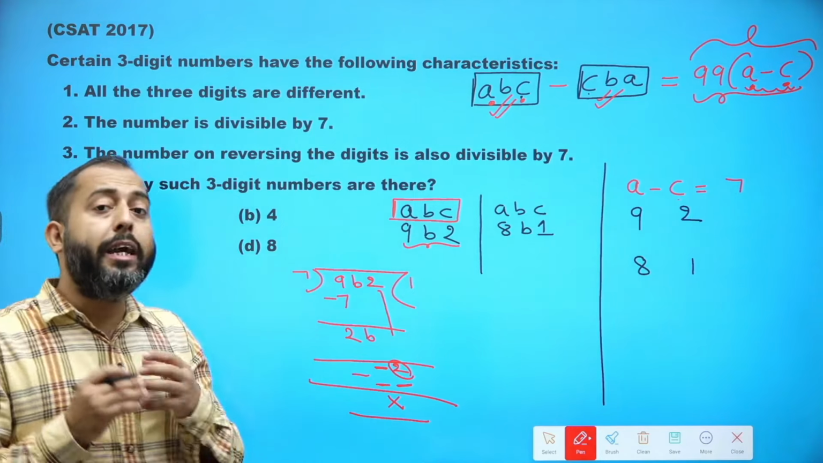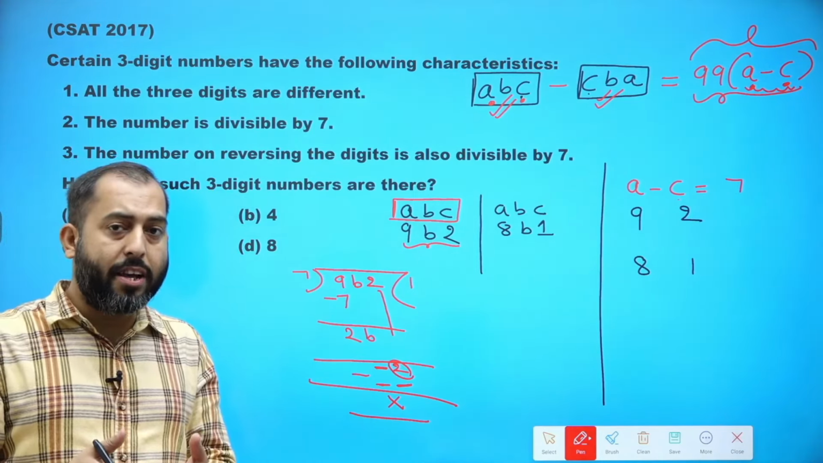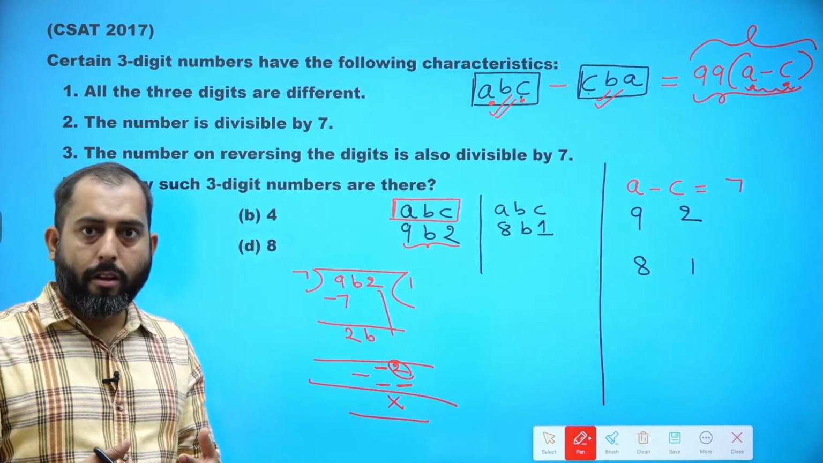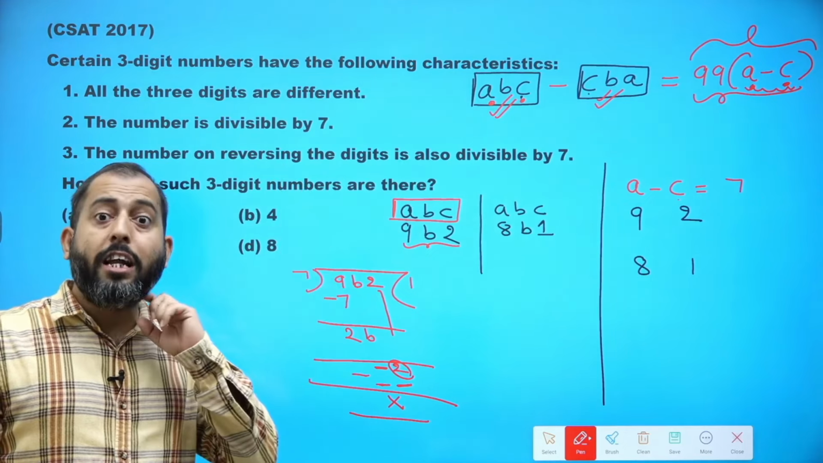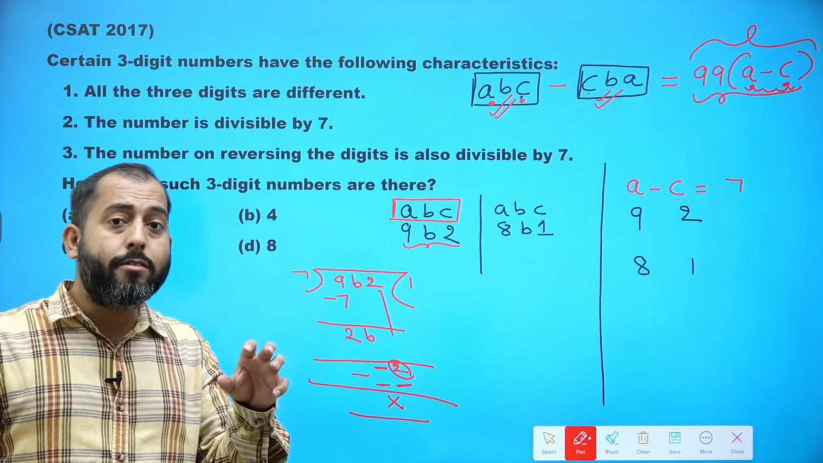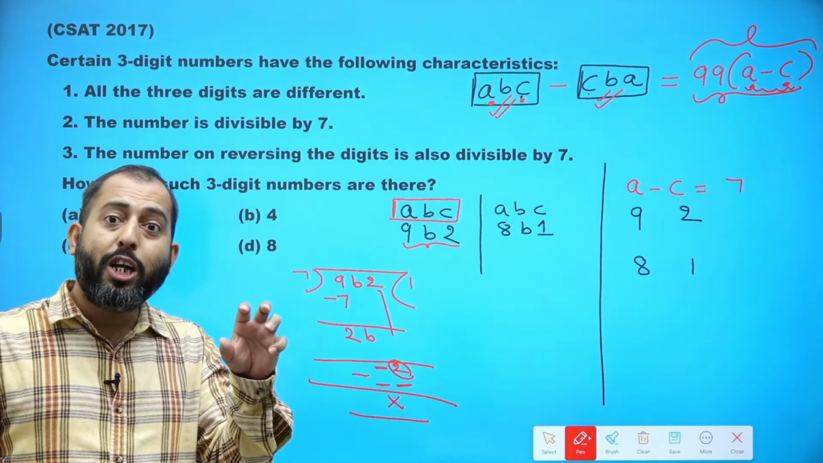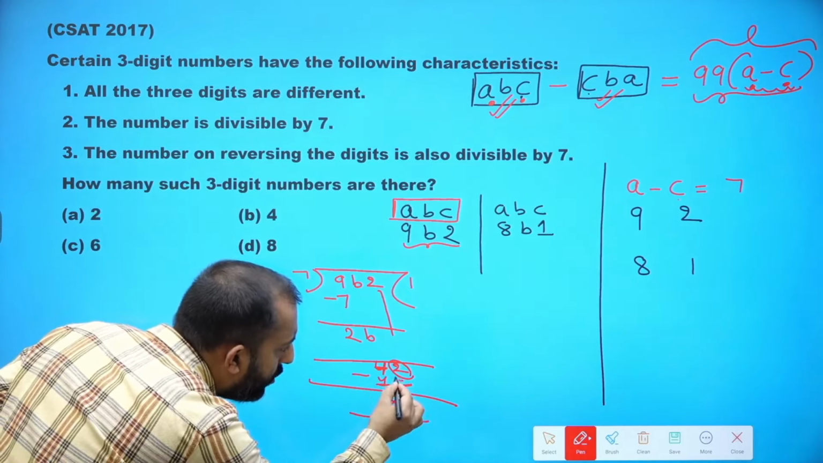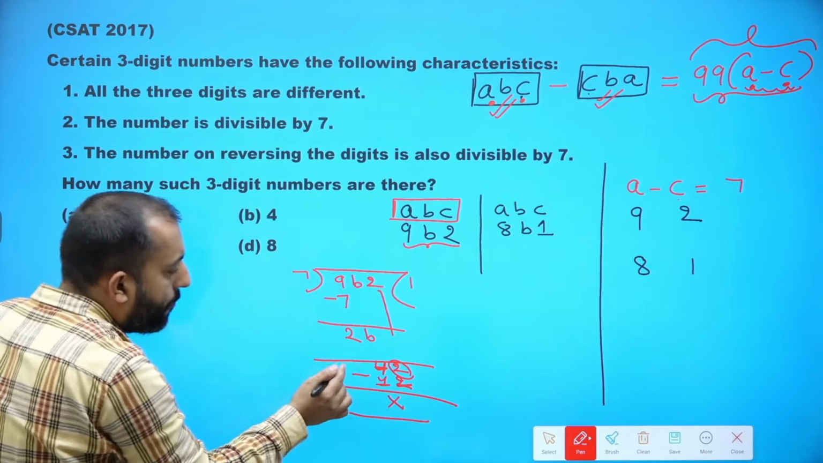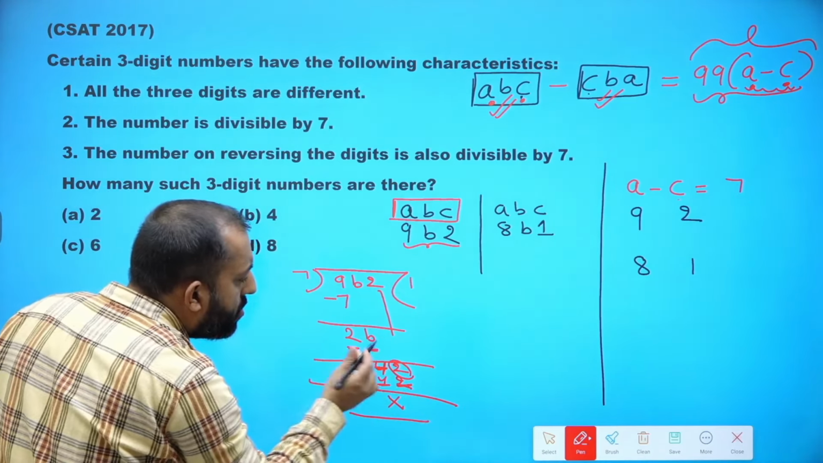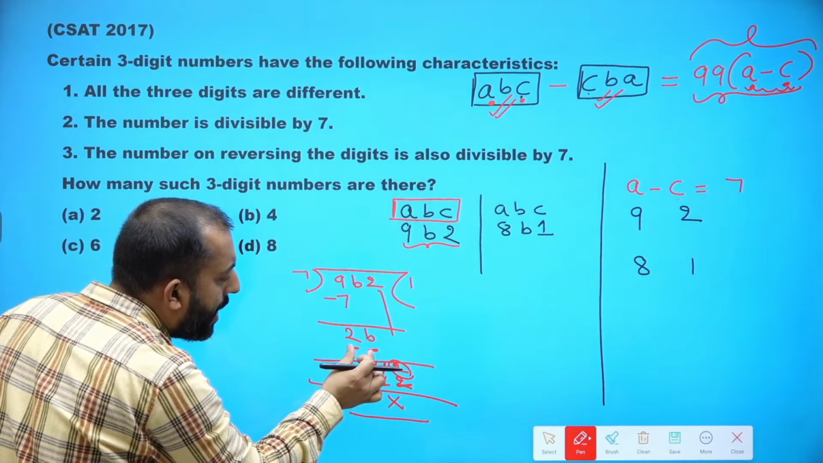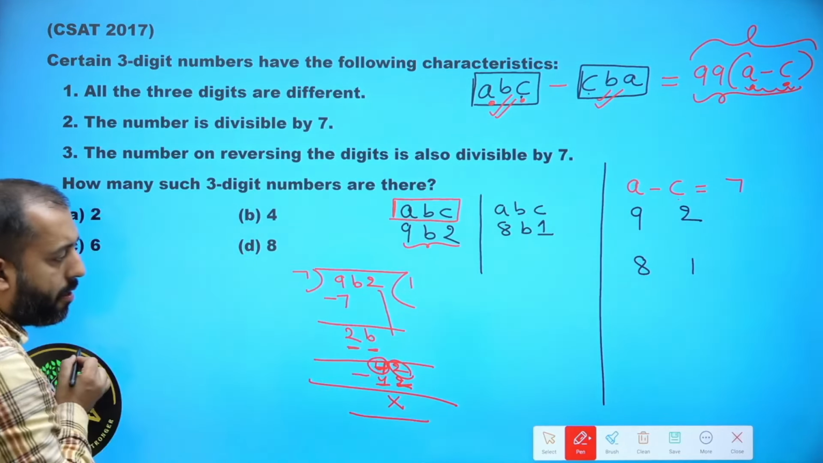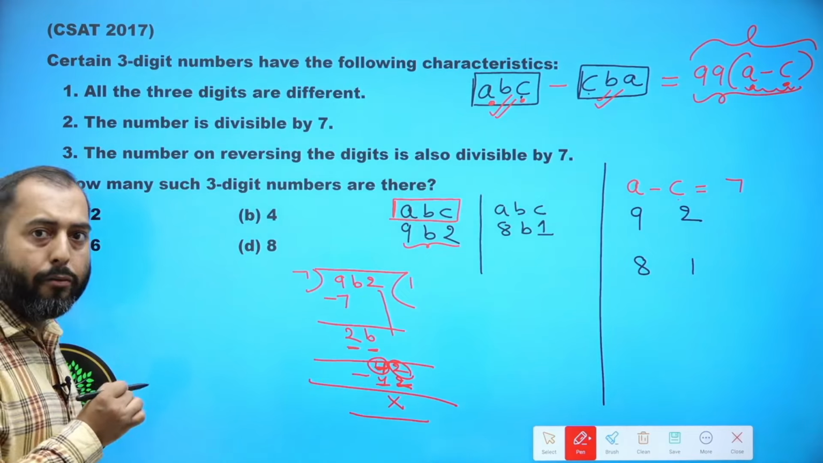So in the table of 7, tell me a number that ends with 2. The number is 42. So over here it should be 42. Hence, now over here we should write down such a value so that if I subtract that value from 2B, the result should be 4.